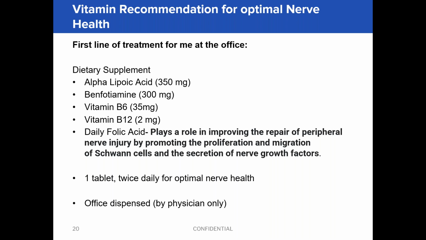But if they are having symptoms, there are other vitamins that they should be taking on a daily basis for optimal nerve health. If you have a supplement at the office, usually most are 1 tablet twice daily and physician dispensed. However, like I said, these are all over the counter, and if the patient does not want to get it at your office, they can be obtained at local stores.